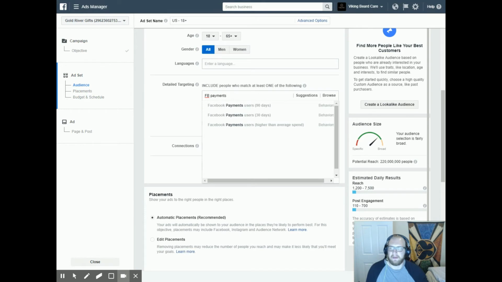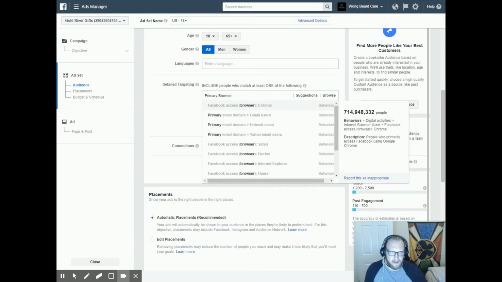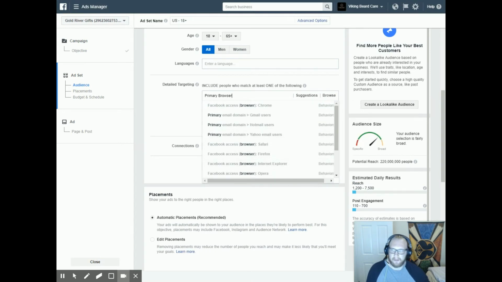So moving on to number 15, target on which browser they use. So we can go with, I believe it's primary browser. There we go. So then you can target by Chrome, Safari, Firefox, Internet Explorer, Opera. So this is going to be good for any of you developers when they're trying to sell extensions for specific browsers. If you're trying to sell developer tools or productivity apps, those will work really well for you.